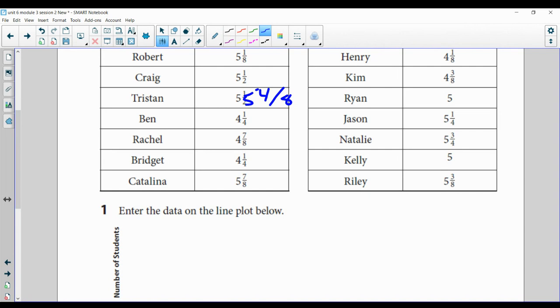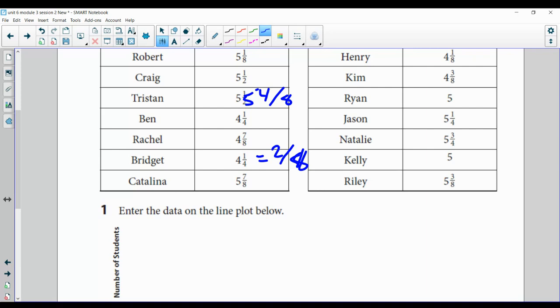Okay, so 5 and 4/8. Same thing for Craig right above him. Now, if we look down here at Bridget, Bridget had 4 and then 1/4. Well, how many eighths? So if we are trying to do that, it would be the same as 2/8, because remember, if we double our 4, we get to 8. So if we double the 4, we have to double the 1, which is 2.